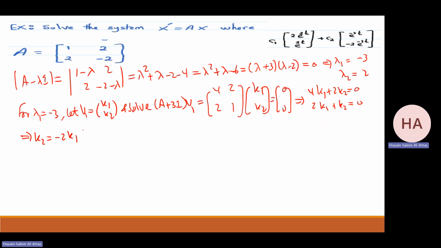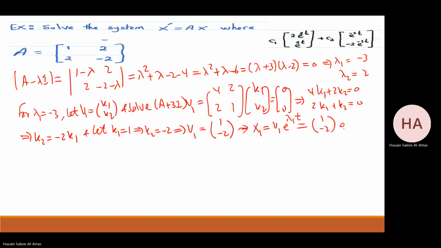So let k1 be 1, k2 will be minus 2. So v1 is 1, minus 2. You can find the solution. Actually, sometimes I do this, but it's okay. x1 is v1 e^(lambda 1 t), that will be 1, minus 2, e to the minus 3t.